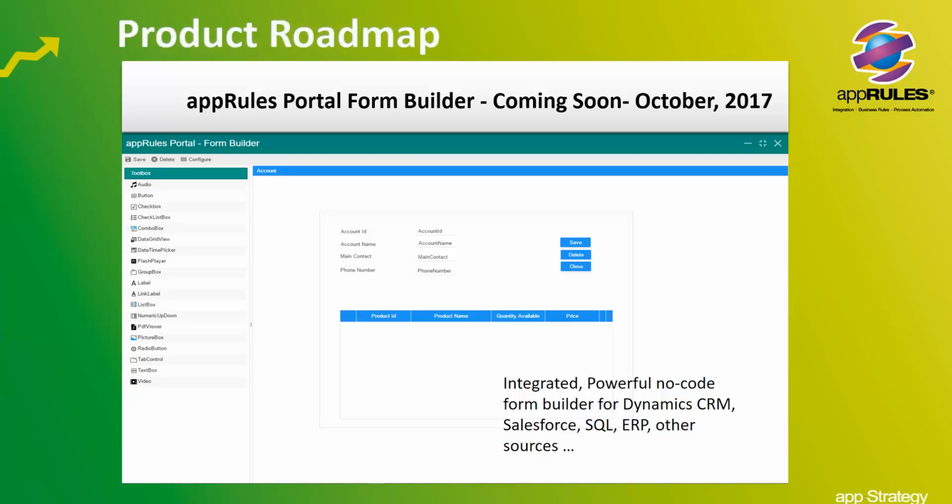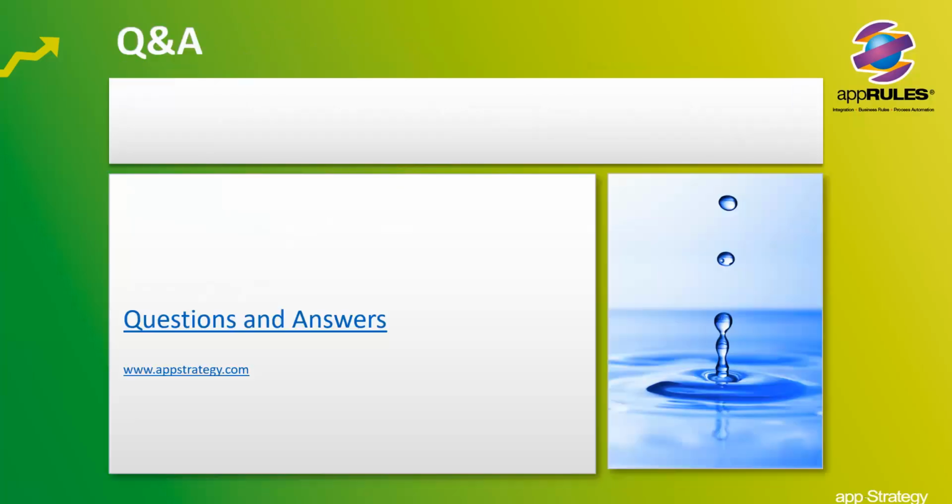As promised, we have a very exciting addition to our product suite coming in October 2017. appRules Portal Form Builder is a new kind of UI form development solution that integrates seamlessly with our existing suite. The Form Builder includes the following key features. No code, just like our current designer. Unrestricted browser and device support. A powerful set of controls for building responsive forms that utilize all our connectors. And lots more features. We will be sending out information to all attendees as soon as appRules Portal Form Builder is released. This concludes our presentation.